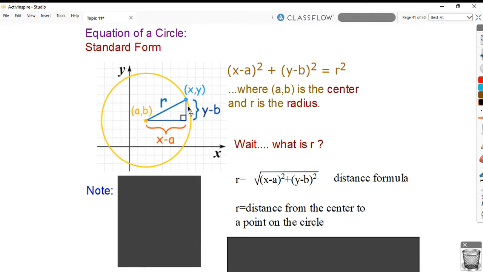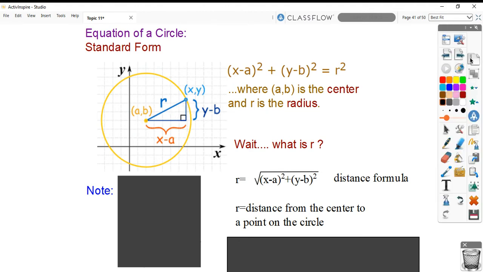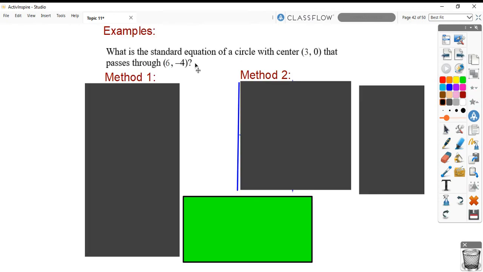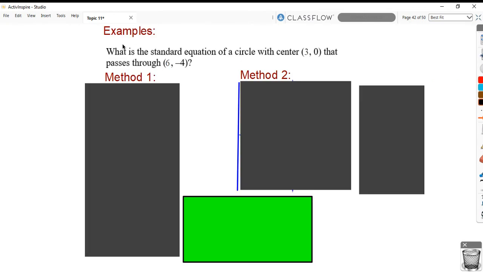Okay, so here in a minute, we're going to talk about 2 different methods to find the radius. Take a look at this right here. First off, this first example question on the next page is asking what is the equation of a circle with this given center and it passes through this given point. That just means this point right here is the edge of your circle.